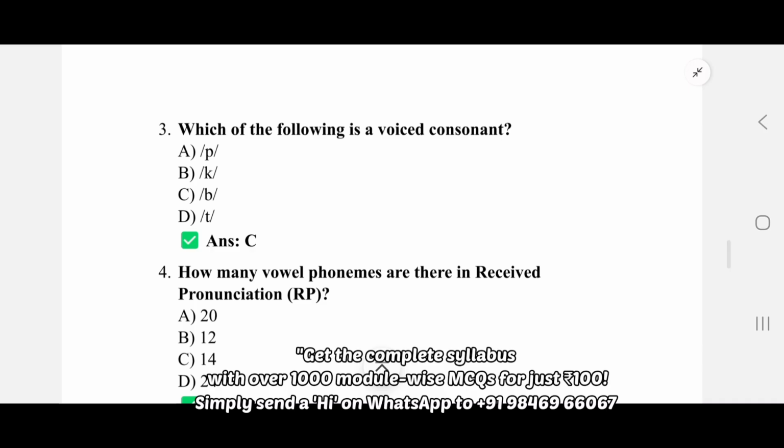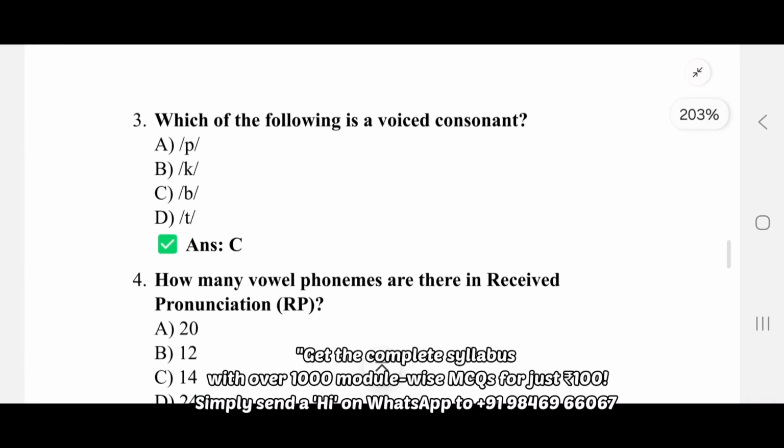Which of the following is a voiced consonant? P, K, B, T. So the voiced consonant is B, option C.